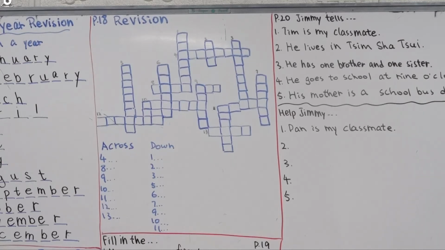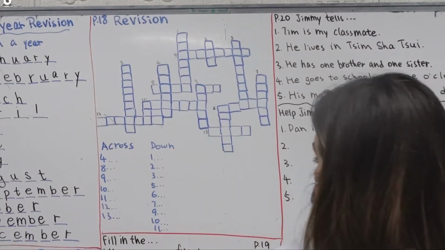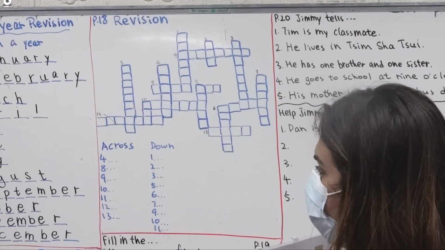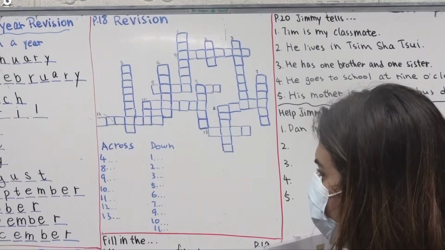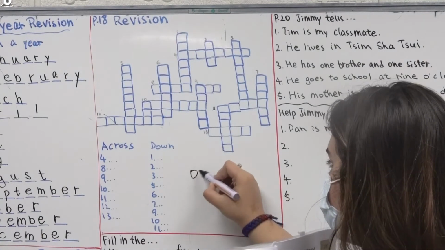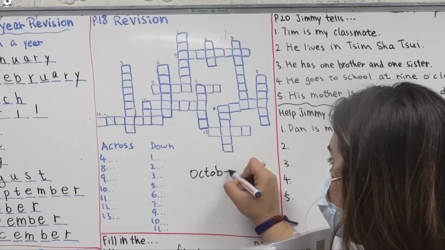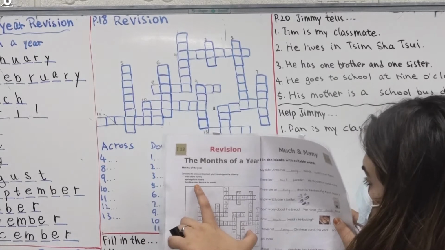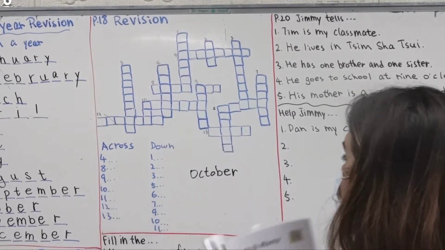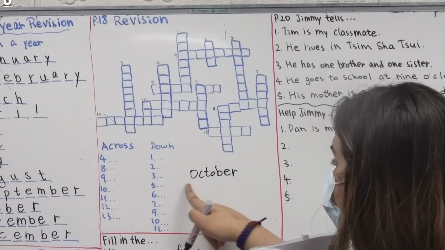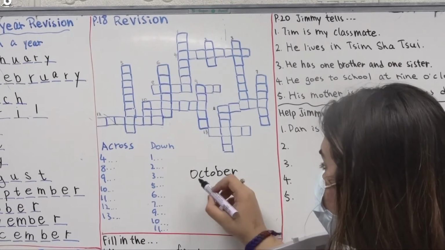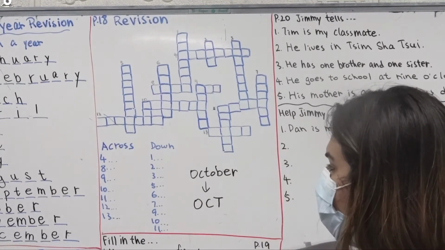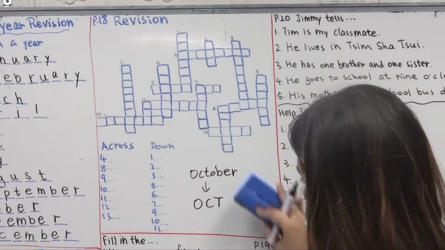Do you know what is abbreviated? For example, let's say if it is October, it means the short form. Abbreviated means, so here is the full form of October, right? The abbreviated is the short form, OCT. Okay, short form. So let's have a look.